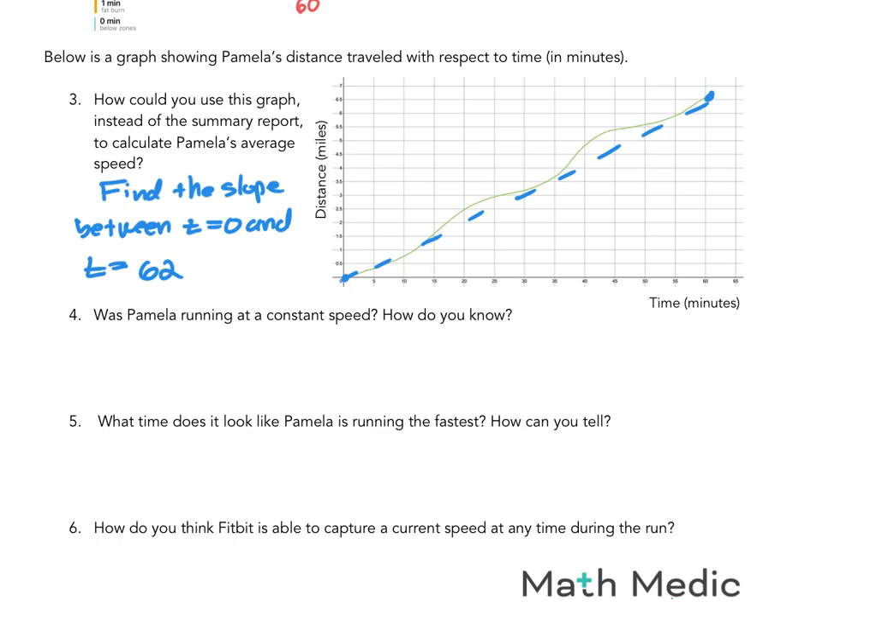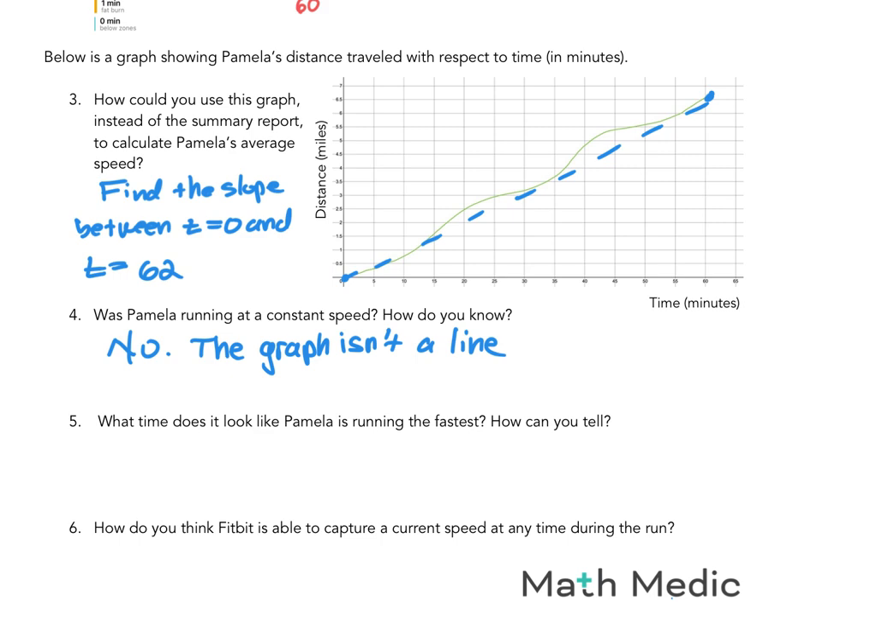Was she running at a constant speed? No, because the graph isn't a line. That's an idea we've come across a few times already the last few classes we've been together. Constant rate of change means line. The green graph not being a line means not a constant rate of change.